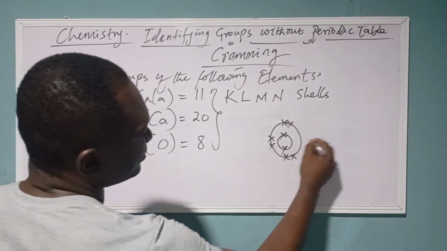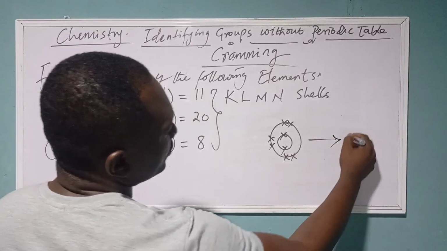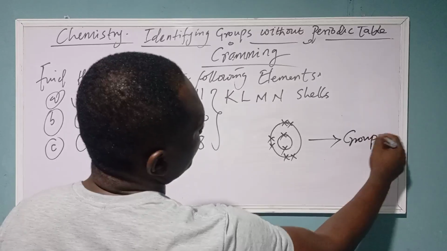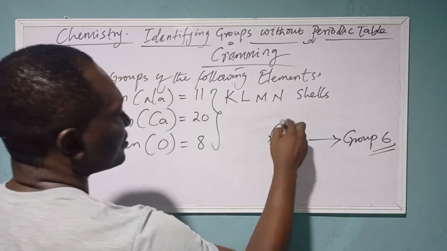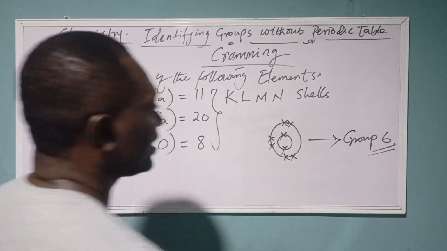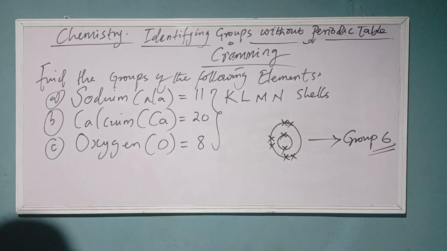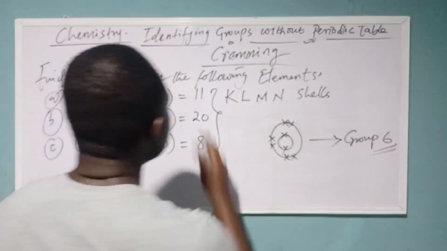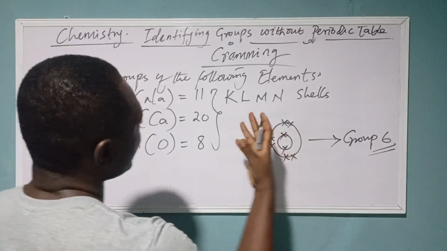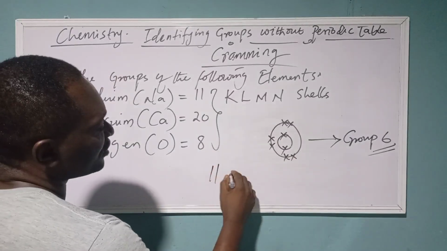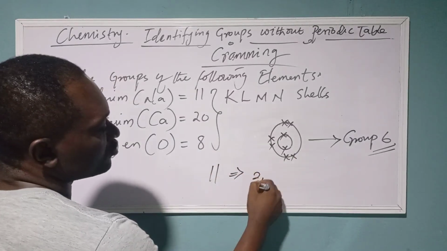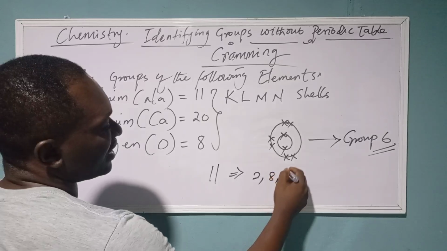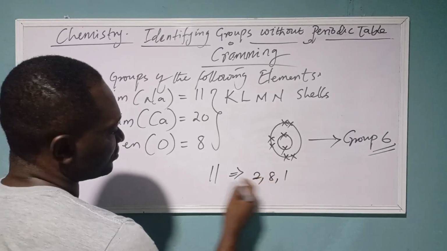So based on this, oxygen is in what? Group 6, because the outermost shell has 6 electrons, right? So oxygen is in group 6. This is how you do it. Then in another way, some persons can just ask you to arrange the shells. Or if you remember, for 11, the first shell is 2, the second shell is 8, and the last shell remains 1 from this value.